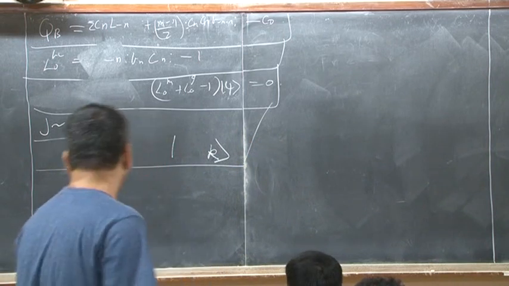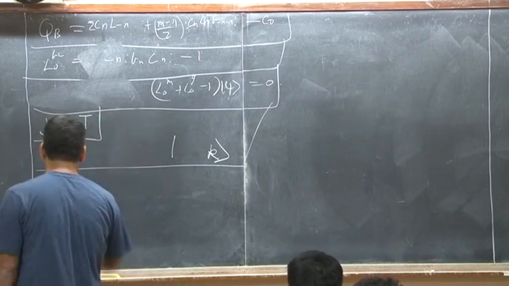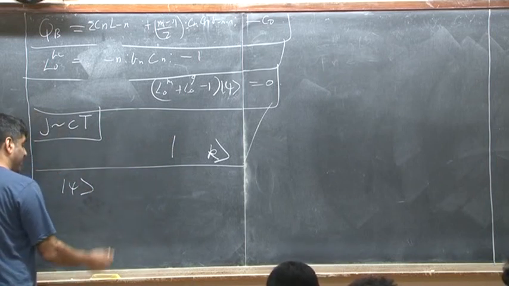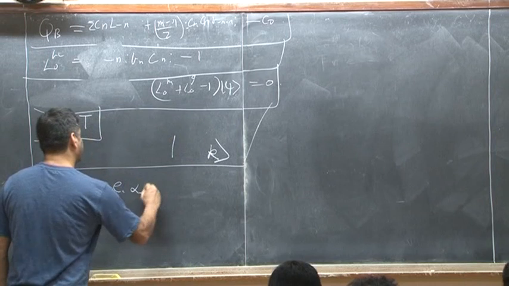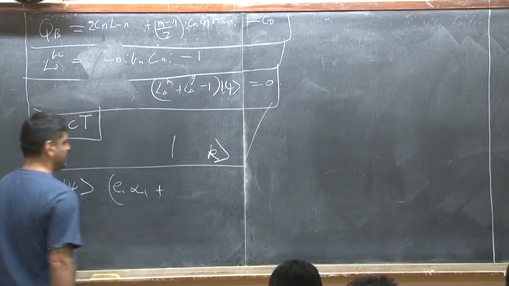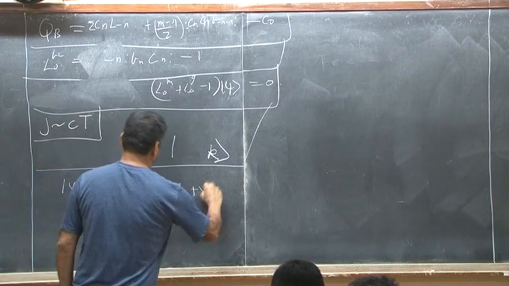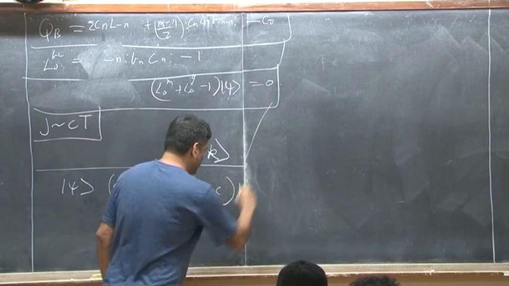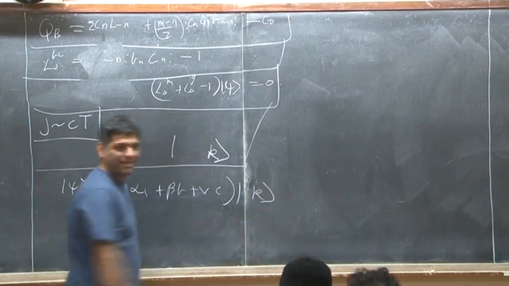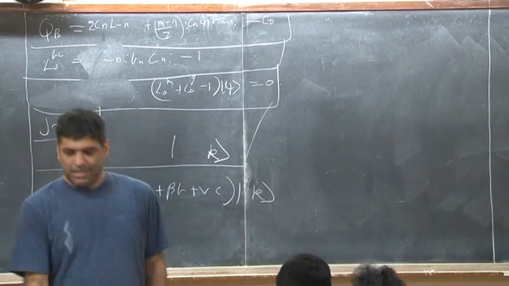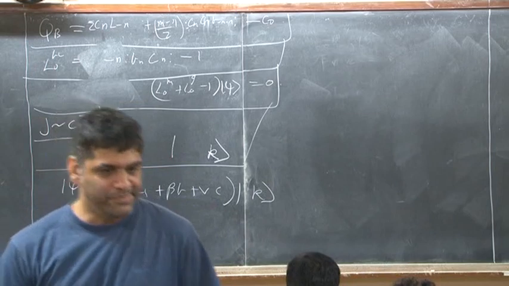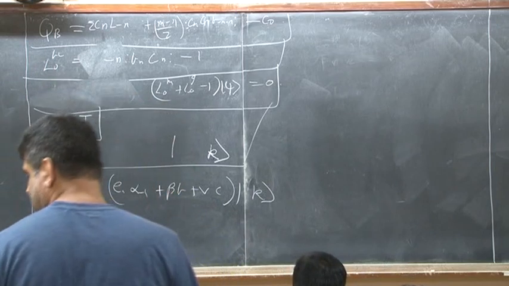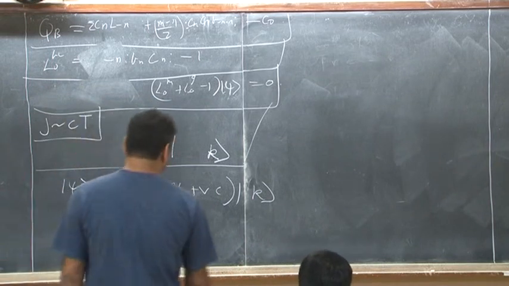In the last class we wrote down the most general state at oscillator number 1. It was E dot alpha minus 1 plus eta B plus gamma C. I may have used different symbols for these coefficients, for which I apologize. Acting on K. Now, what can you say about K squared? Because we're at oscillator number 1, K squared is equal to 0.